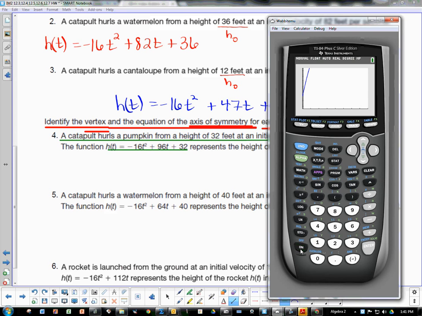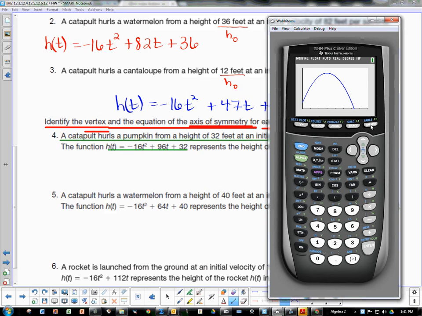So I'm going to pause the graph by hitting the on button. And let's head up to window again. So this pumpkin really reached quite a height here. So let's go 200. Now let's graph. Okay, this should be a pretty decent window.